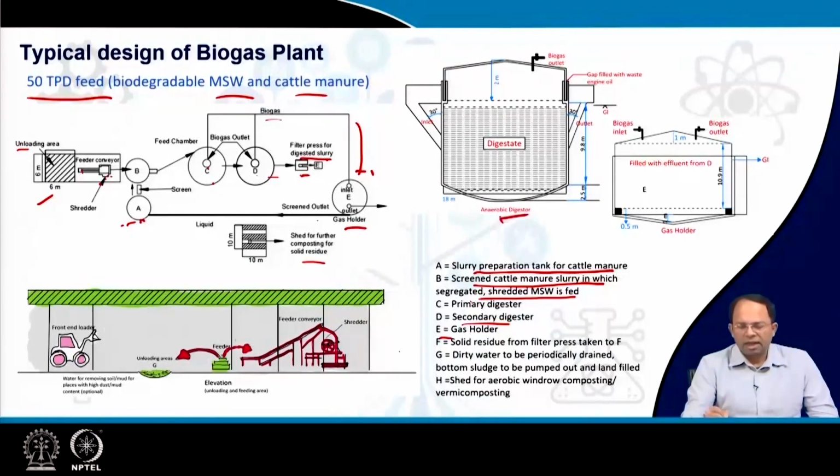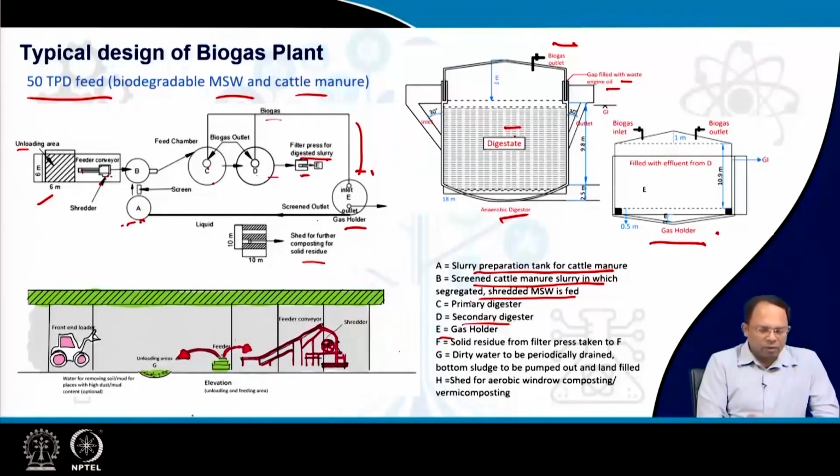So this is the design of an anaerobic digester. As you can see, this is the digestate, and this is the biogas outlet from the top, and this gap is filled with water, engine oil, and then we have the design of the gas holder. These are some typical designs, and over here you can see the loading unloading area, and then from here we have the feeder where it is put into a conveyor, then it goes into a shredder, and finally it is shredded and mixed with the manure slurry, and then it goes into the digesters.